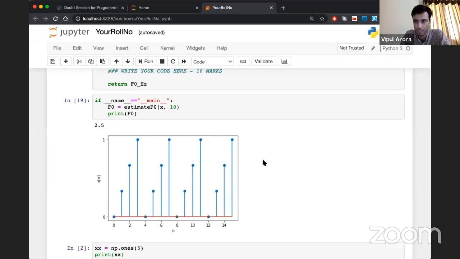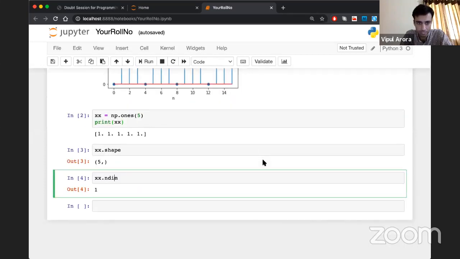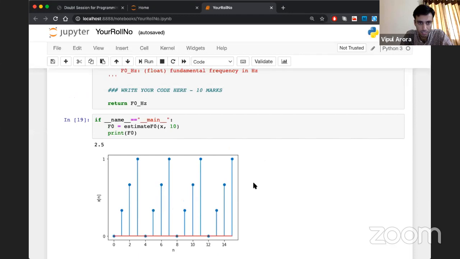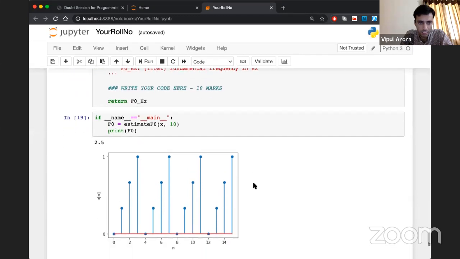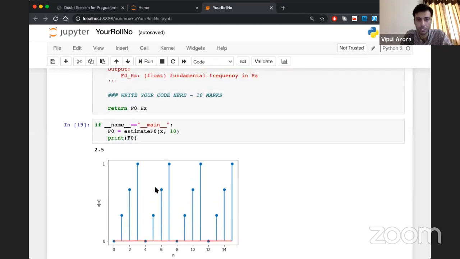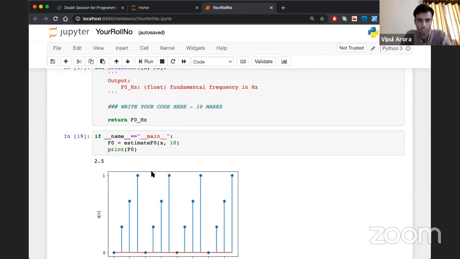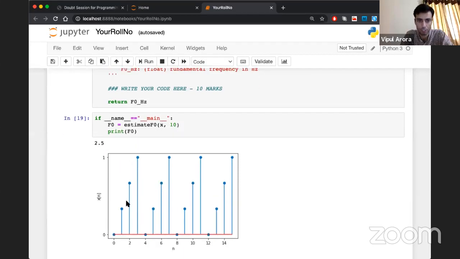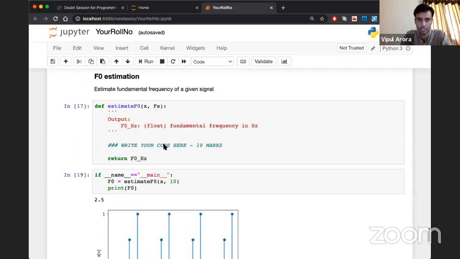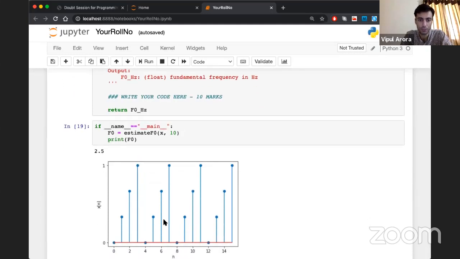What are you plotting in the last part? Manoj is asking, which last part? This one? Yeah, this is X again plotted. I just plotted this so that you can see the two things next to each other. This is a plot of X and this is 2.5. So you can see from here that this is 2.5 Hz, F0. The units are important, hertz. So there is some conversion required. How do you go from this periodicity, using your sampling frequency, to this number 2.5?